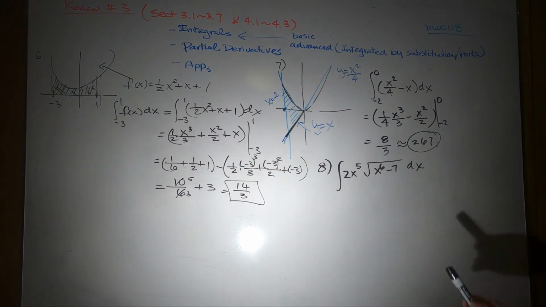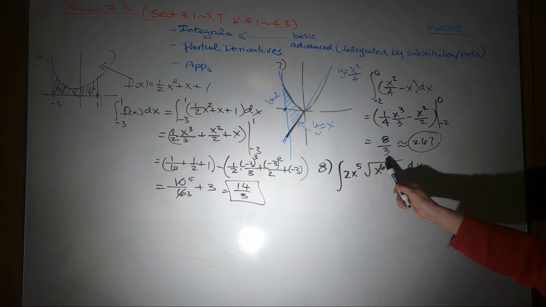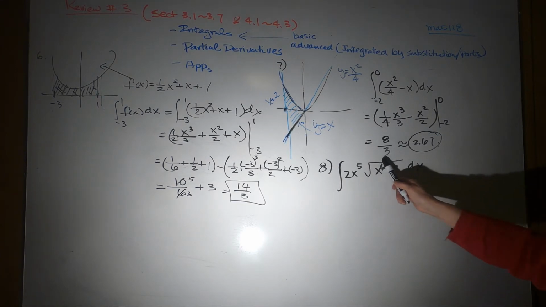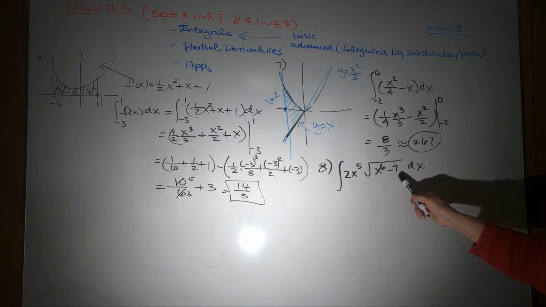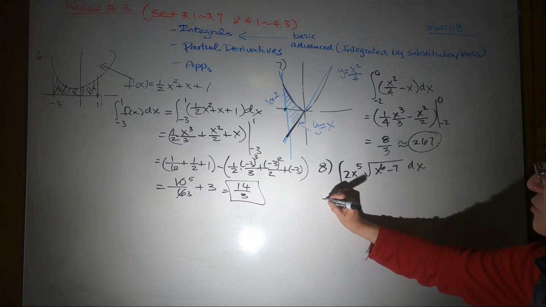So when you have things multiplied together, you need to take a look, and if the inside of this is x to the 6 minus 7, right? Usually we just write a what?